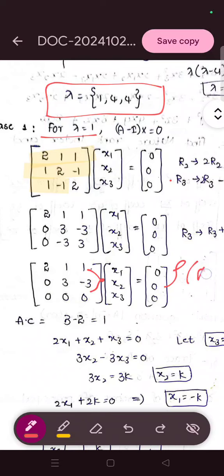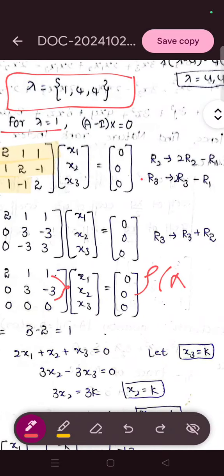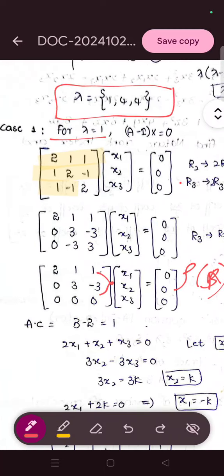Let's say the rank of B is 2. So the geometrical multiplicity is n minus r, where n is 3 and r is 2, the rank of the matrix. So the required number of constants is 3 minus 2, that is 1. So we can consider x3 equals k.